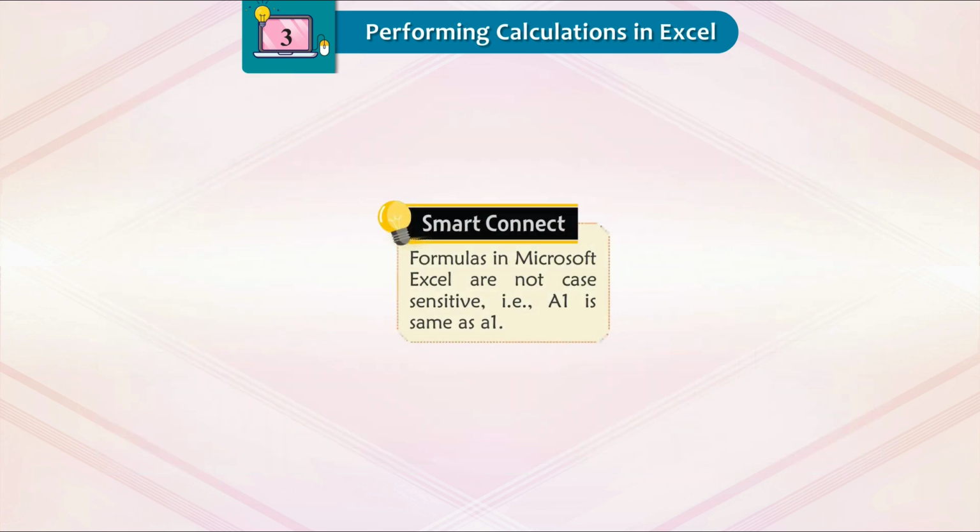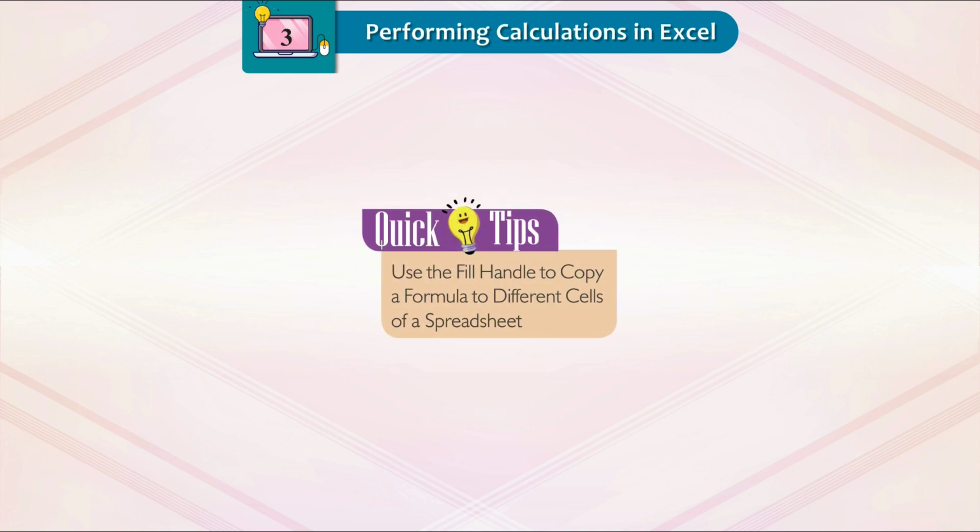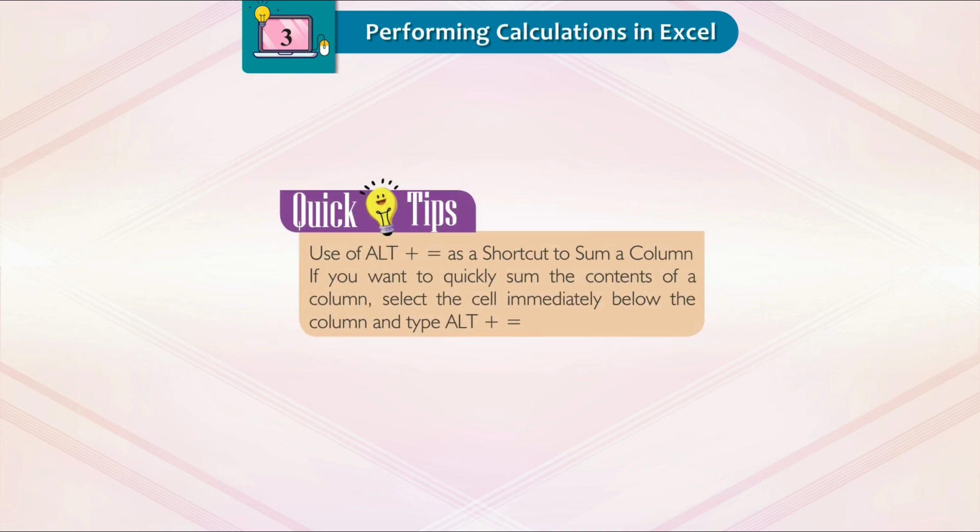Smart Connect. Formulas in Microsoft Excel are not case sensitive, that is, a1 is same as A1. Quick tips. Use the fill handle to copy a formula to different cells of a spreadsheet. Quick tips. Use Alt plus equals as a shortcut to sum a column.